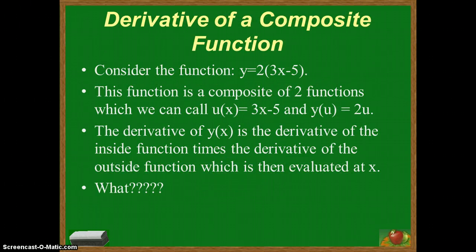Chain rule is used to find the derivative of a composite function. If you remember, a composite function is a function that is composed of two or more functions. Consider the function y equals 2 times the quantity 3x minus 5. This function is a composite of two functions, which we can call u of x, and that would be equal to 3x minus 5. That would be our inside function. And then y of u, and if u is 3x minus 5, y of u would be equal to 2u.